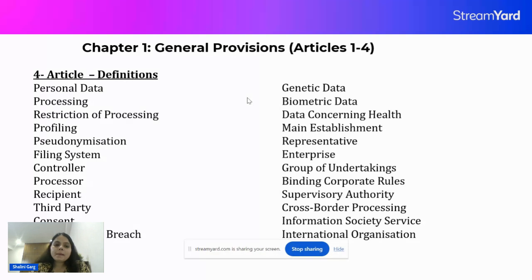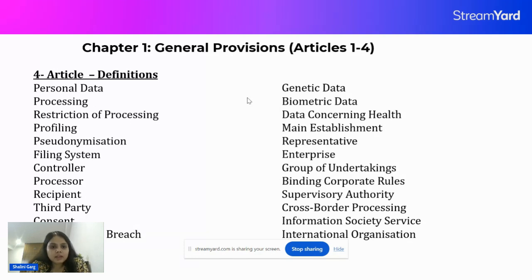Now, personal data breach. Personal data breach means leakage of personal data. So a security breach which leads to any accidental or unlawful loss, access by another person, or disclosure of the personal data. Anything related to personal data which is not with the authorized or appropriate authority or person shall be termed as personal data breach.